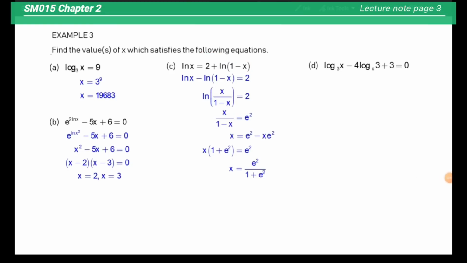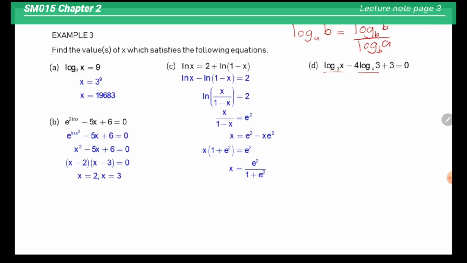For question D, we have log x base 3 minus 4 log 3 base x plus 3 equal to 0. In this question, we notice that we have two different logs with two different bases. First, we have log base 3 and another one, we have log base x. The first thing you need to do is change the base by using the property of log: log b base a equals log b base c over log a base c.